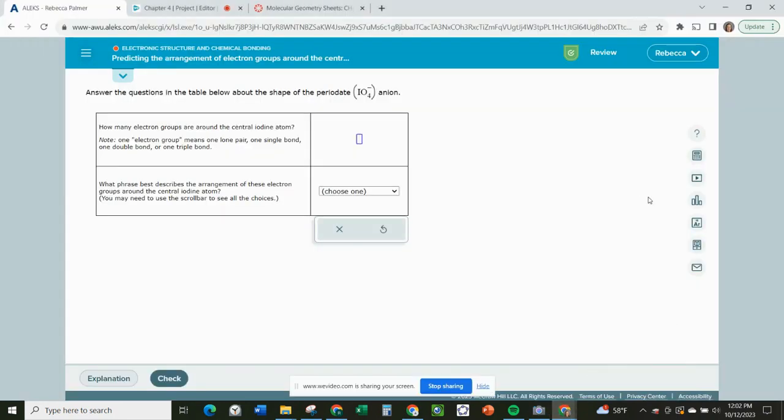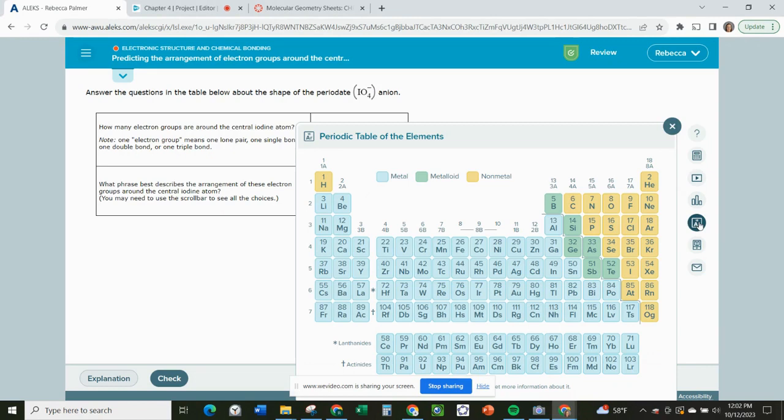So we'll go back to ALEKS, and you get this on the test. So we need to figure out iodine. Iodine's over here. So remember, these columns are telling us how many valence electrons. So this column has 1, 2, 3, 4, 5, 6, 7, 8. So iodine is in this column. So iodine has 7 valence electrons. I'm going to write that down really quick. And then oxygen is in this column. It has 6. So I'm also going to write that down.